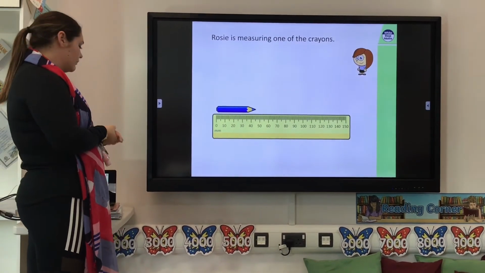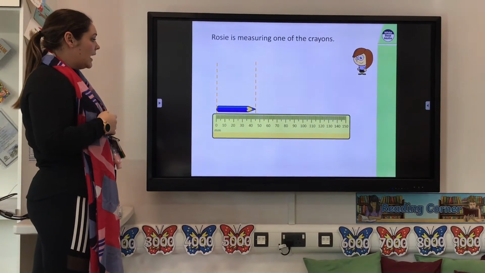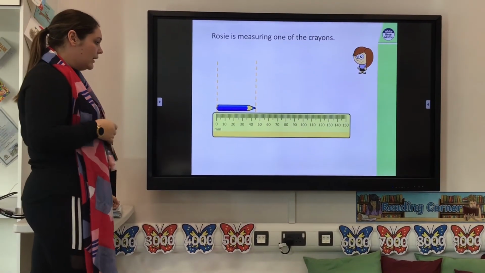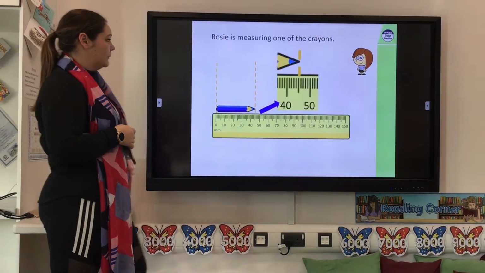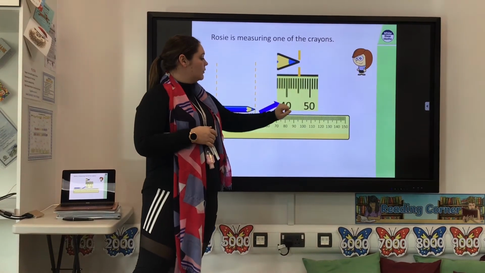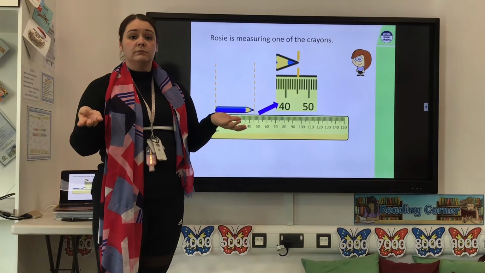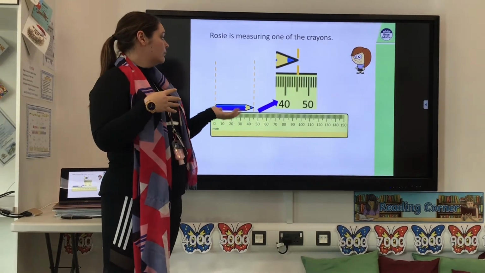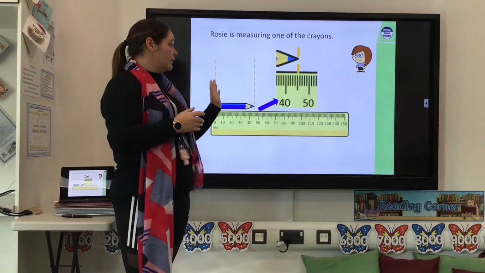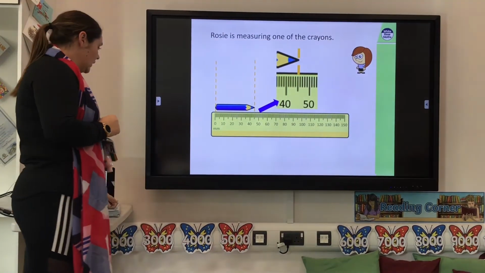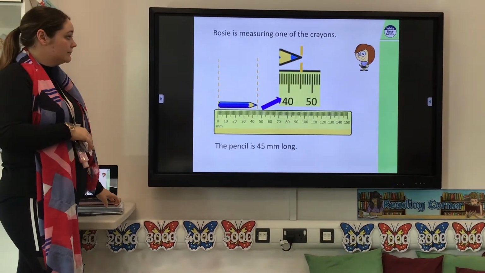So Rosie's now measuring one of the crowns. She started at 0, which is fantastic. And her crown doesn't fit perfectly on one of the millimetre big dashes here. So we have to zoom right in so we can get a better look. So this is right in the middle between 40 and 50. So what is in the middle of 40 and 50? Have a think for me. You're right, 5 is always in the middle from 0 to 10. So 5 is going to be in the middle from 40 to 50. So it's 45. So the crown is 45 millimetres long. Oh, pencil, not crown, sorry.